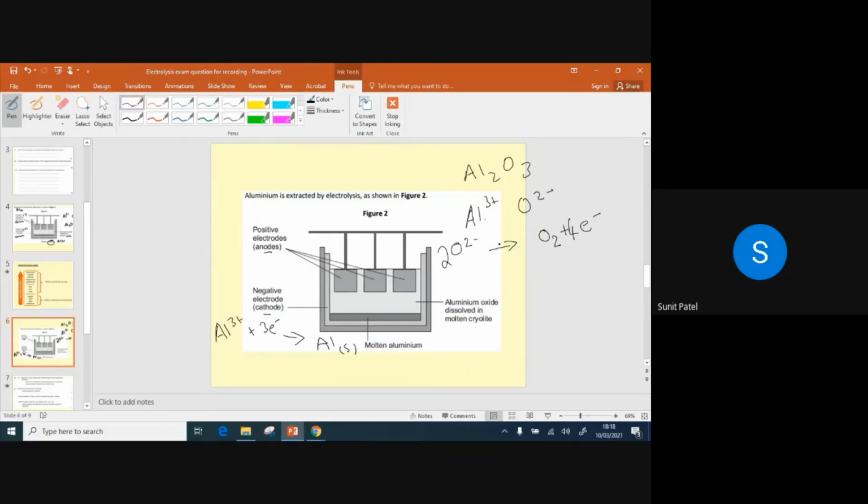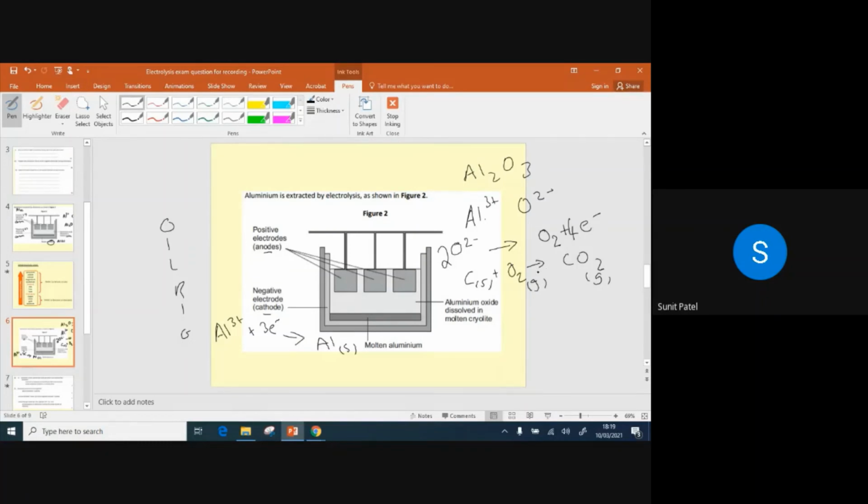One further thing happens now. These electrodes are made out of carbon. Oxygen can also react with carbon. So in fact, carbon is oxidised according to OIL RIG because it gains oxygen. And that equation is carbon solid, which is the graphite, added to oxygen, makes CO2. This is a solid, and this is a gas. And there we go.